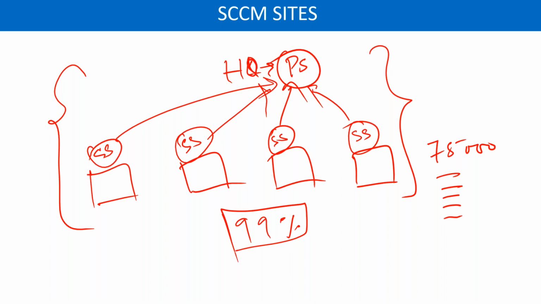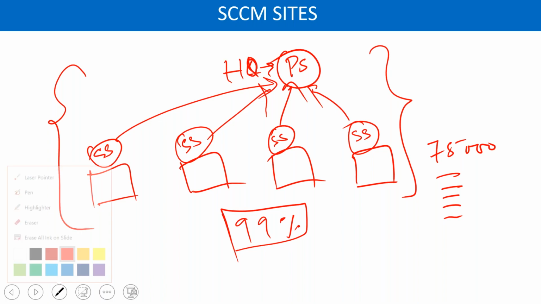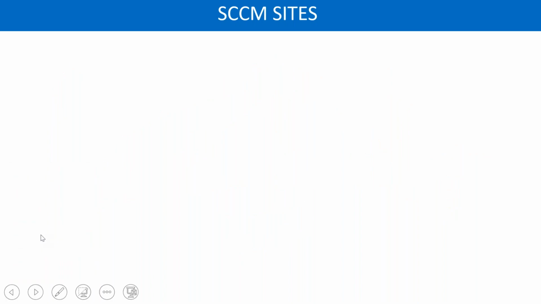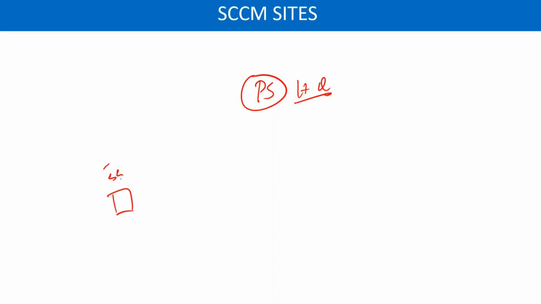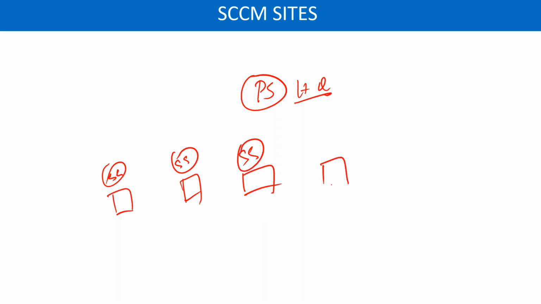So current scenario, because of this COVID-19, people are working from home, and that's the reason you have this kind of issue. The previous scenario was like this: you have a primary site in headquarter, another secondary site, and you have a distribution point here. Another secondary site, you have a distribution point.